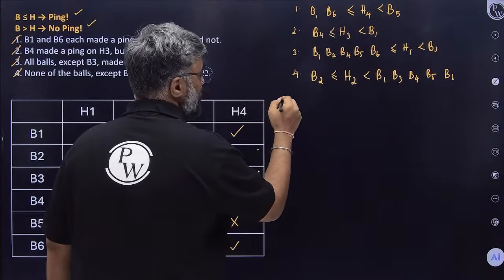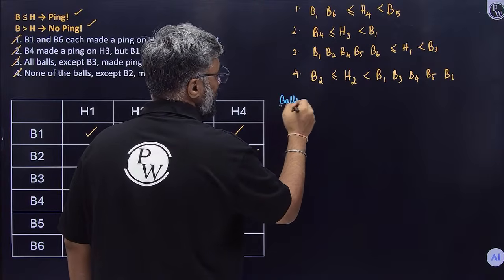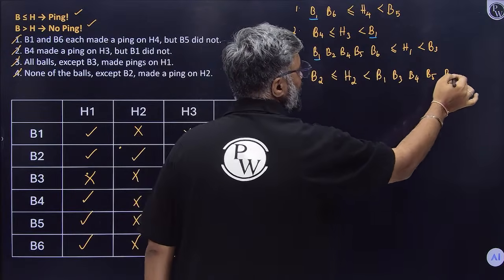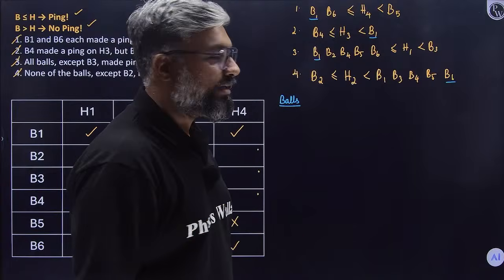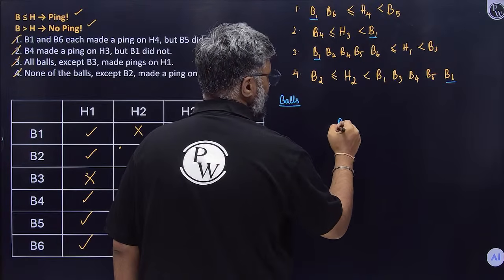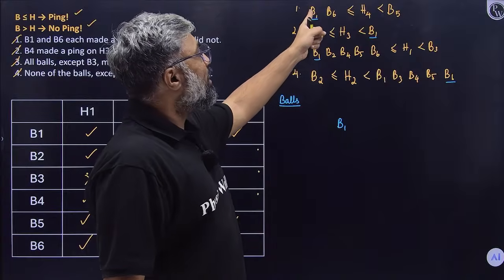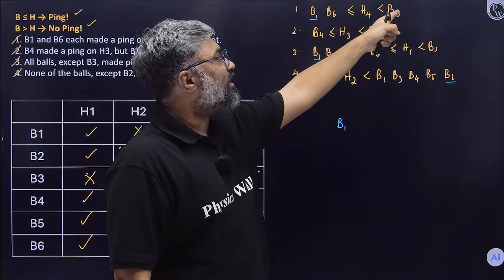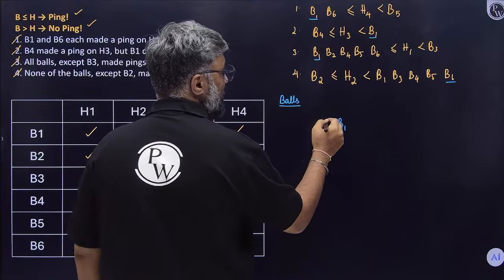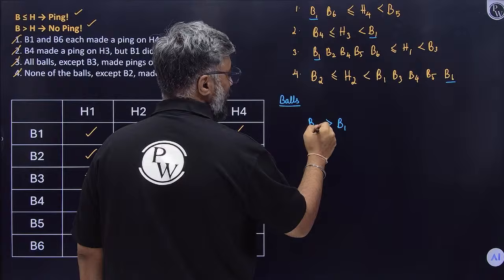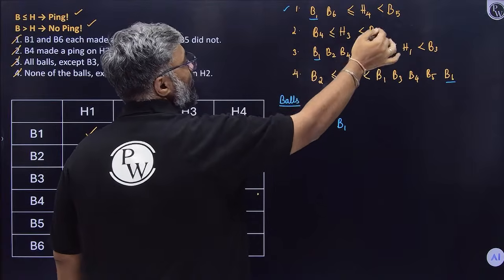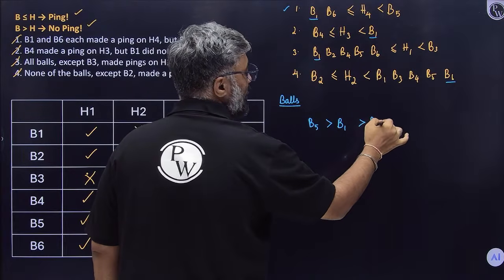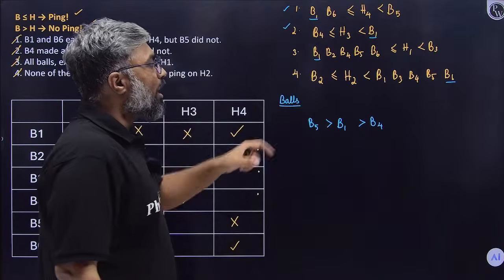So let's deal with the balls first, okay? Now I notice that B1 is here also, here also, here also. So I can start with B1. Let me start with B1. From here, B1 is definitely lesser than B5, correct? So B1 is lesser than B5, okay. This is done. What about here? B1 is definitely greater than B4. This is done.